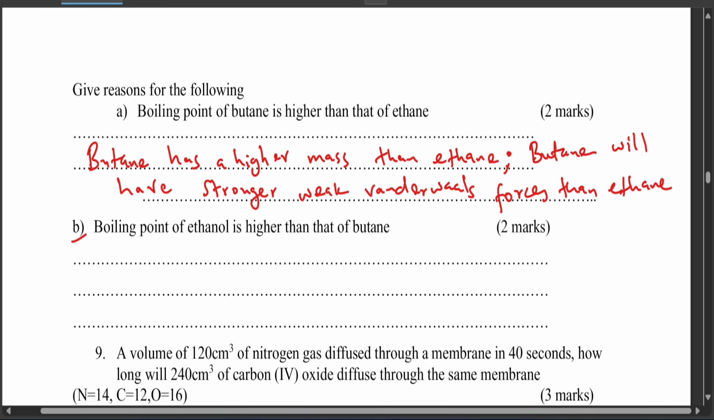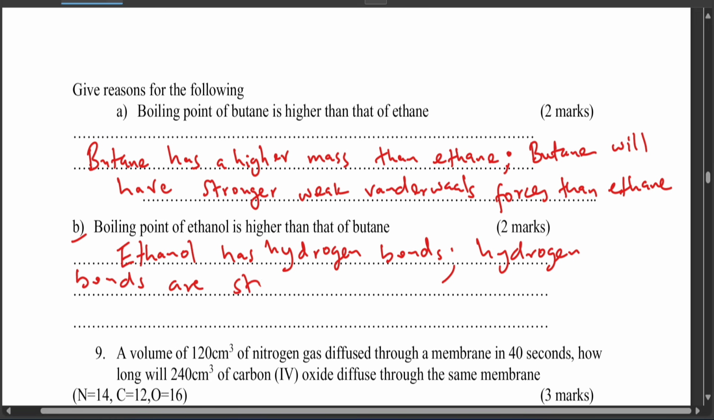Now, the other question is asking why the boiling point of ethanol is higher than that of butane, and it's also a very simple question. The reason why the boiling point of ethanol is higher than that of butane is because ethanol has hydrogen bonds. So ethanol has hydrogen bonds. I'm writing higher. I don't know why. Ethanol has hydrogen bonds. Again, ethanol has hydrogen bonds. And hydrogen bonds are usually stronger than weak van der Waals forces.